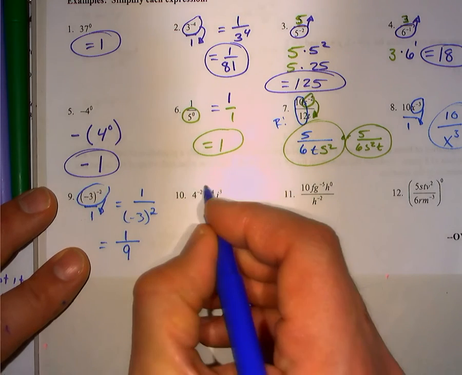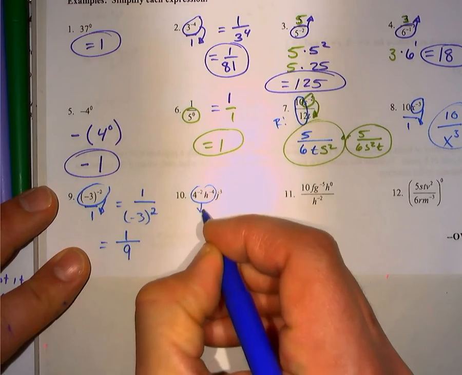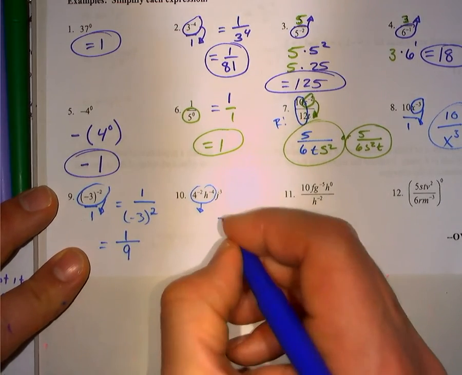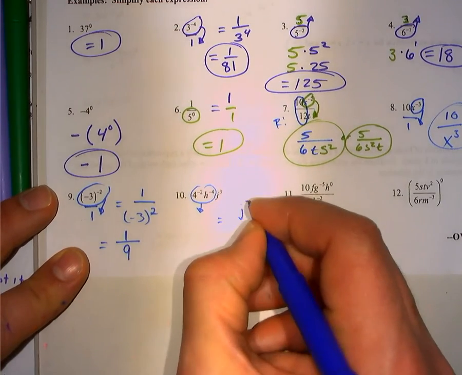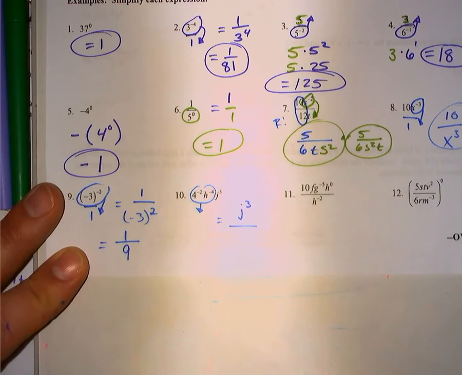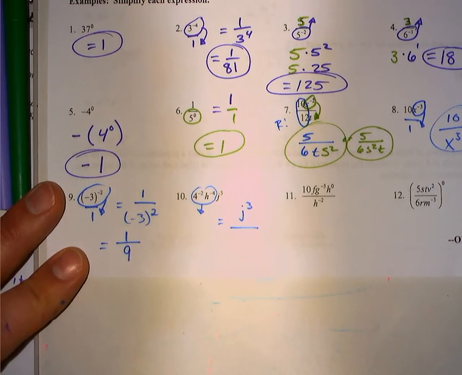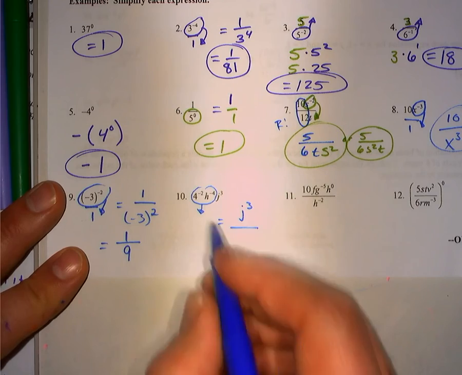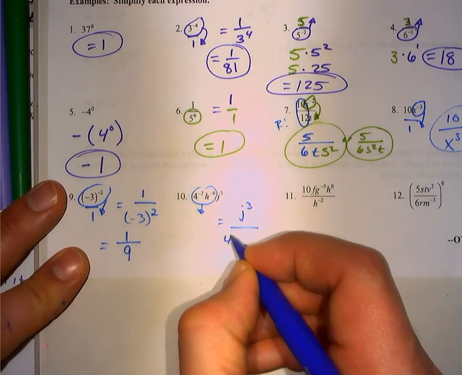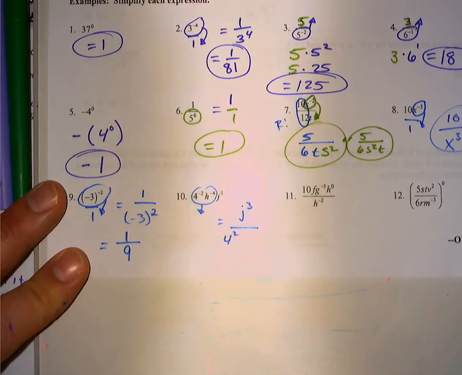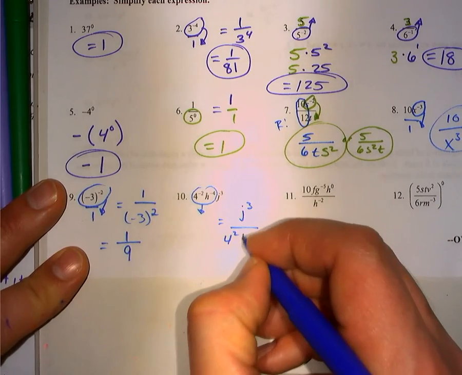Yeah, these guys get down there, right? So I'm left with j cubed on top, j to the third power. It's called j cubed. And on the bottom, the 4 is now squared. And h to the negative 4th is now h to the 4th.